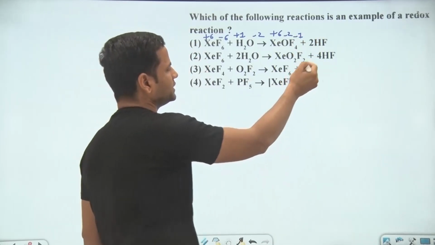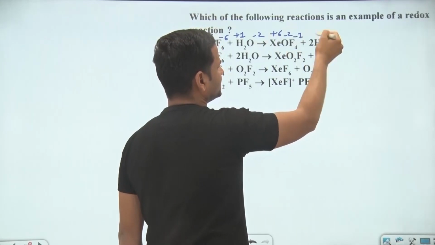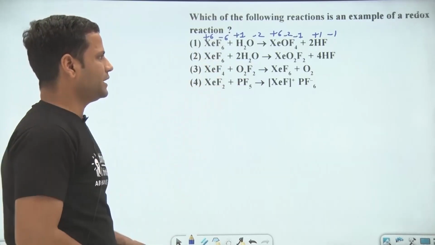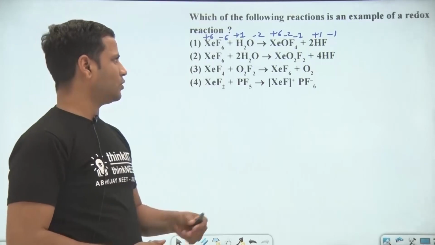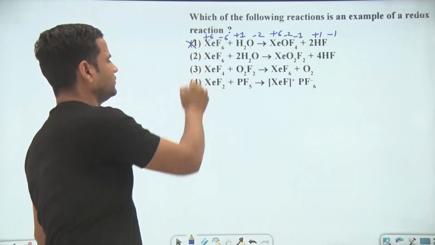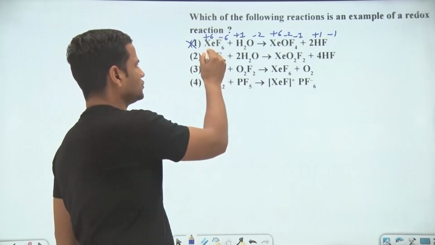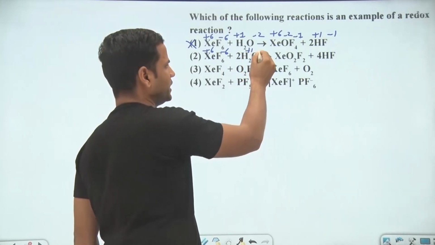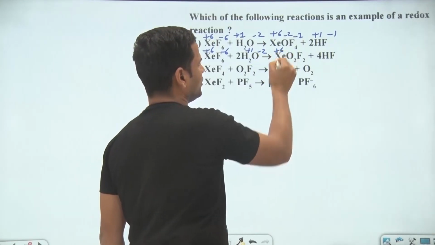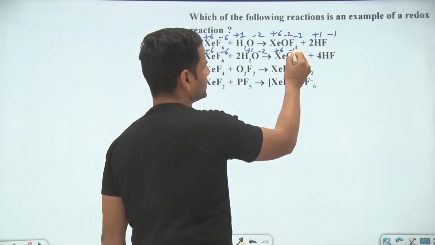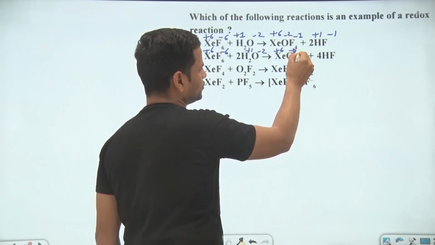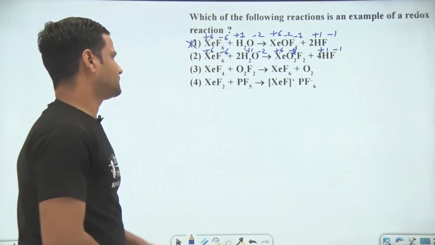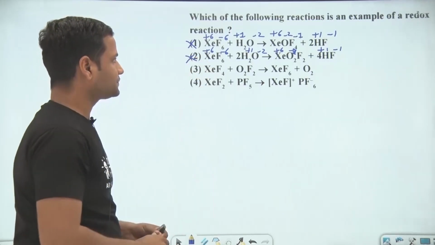So there is no change in oxidation states between the reactant and product sides, because hydrogen is also +1 and fluorine is -1. All elements in this reaction keep their same oxidation states, so the first option is wrong. Coming to the next, XeF6 + 2H2O. Xe is +6 and fluorine is -1 each, hydrogen is +1 and oxygen is -2. In the products, xenon is again +6 and every oxygen is -2. So there is the same oxidation state for all the elements, and the second option is wrong.